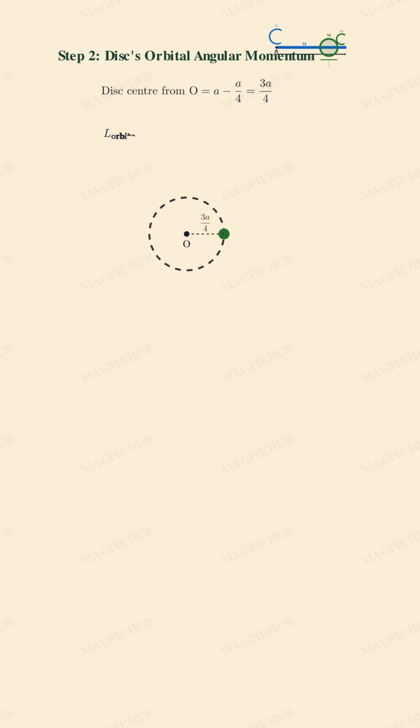Step 2. The disk's orbital angular momentum about O. The disk's center is located at a minus a over 4, which equals 3a over 4 from O. Since the disk rides on the rod, its center moves in a circle of radius 3a over 4 with angular velocity omega. So the orbital angular momentum is m times (3a over 4) squared times omega. That gives 9 ma squared omega over 16, which equals 27 ma squared omega over 48.